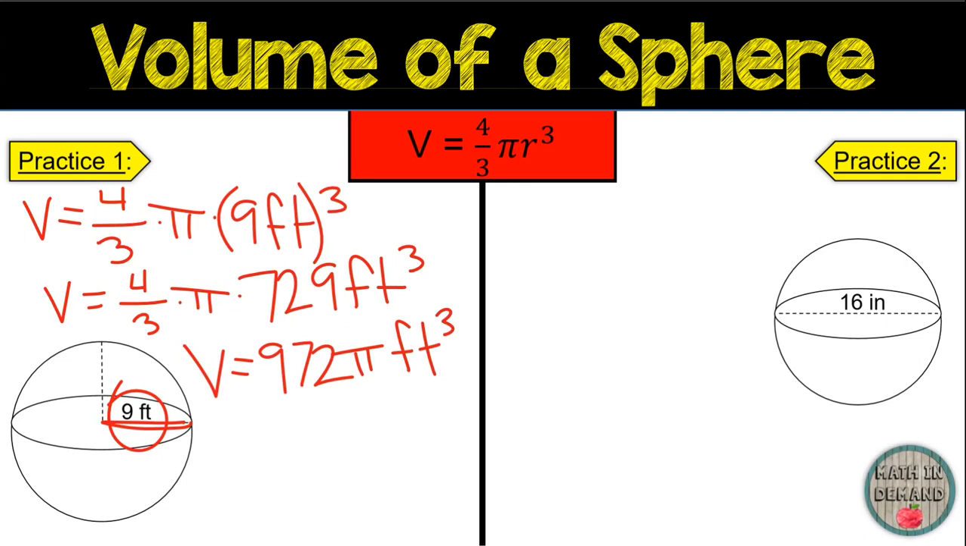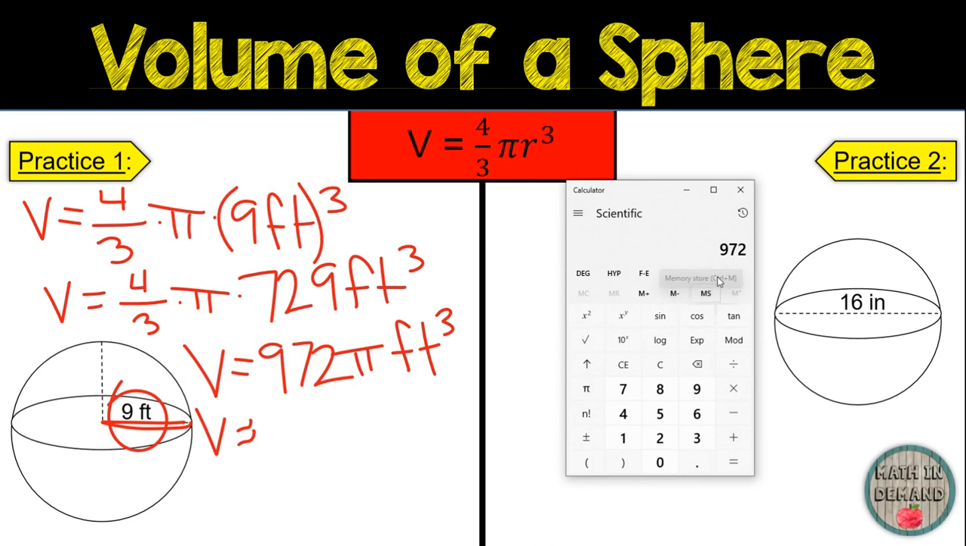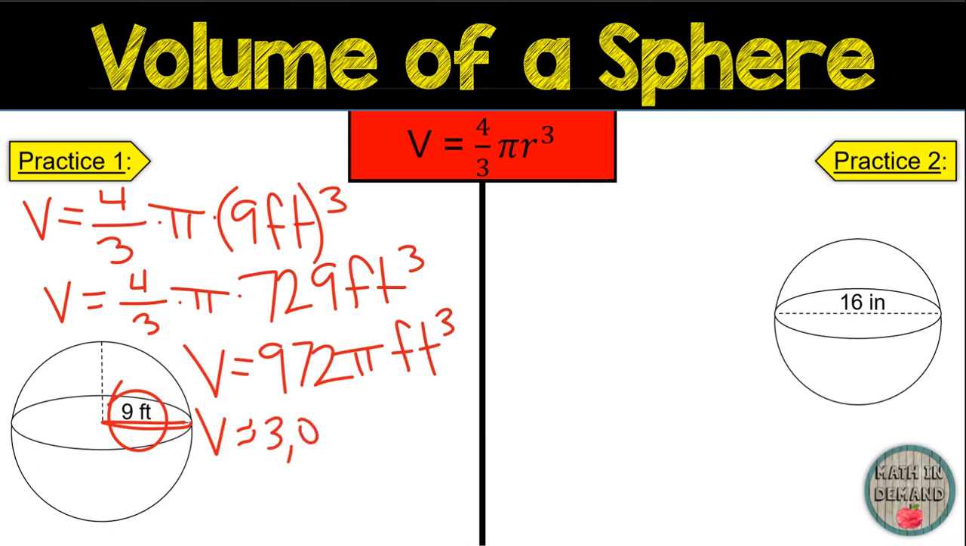Now I'm going to show you decimal form. So for the approximation, I'm going to take my calculator and multiply it by pi. I get 3,053.6. So 3,053.6 cubic feet. And that would be my answer.